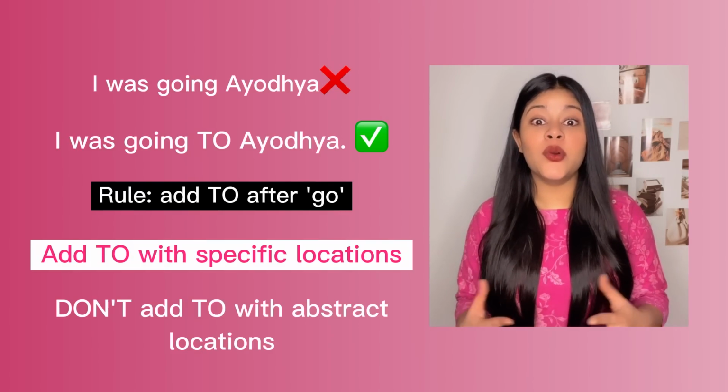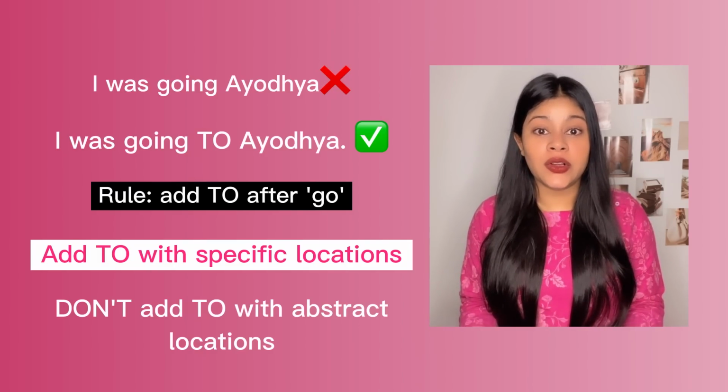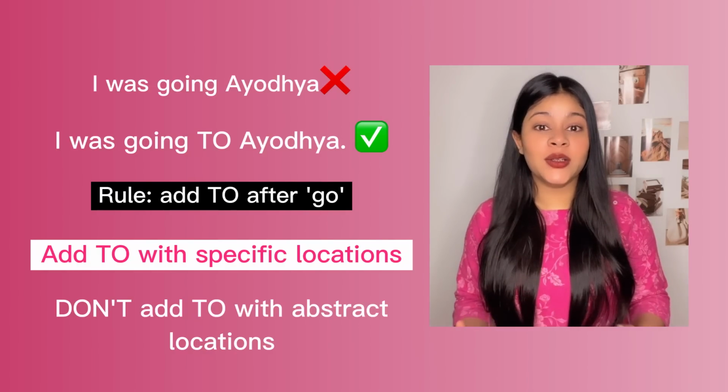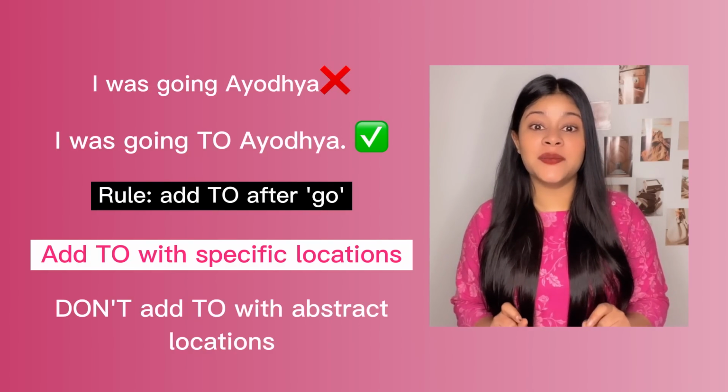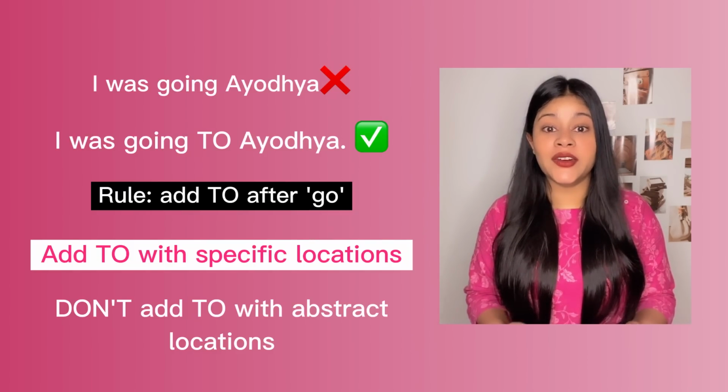But if I say abroad. Now, abroad can mean anything in the world. It can mean any country in the world. I can't really mark it on a map. That is why it's an abstract location. It's a location which is not very specific. Some more examples of abstract locations can be somewhere, nowhere, anywhere.